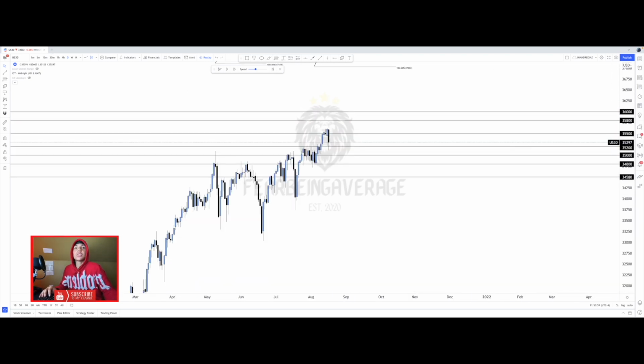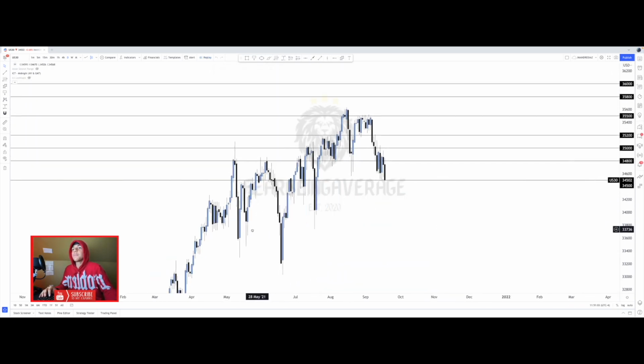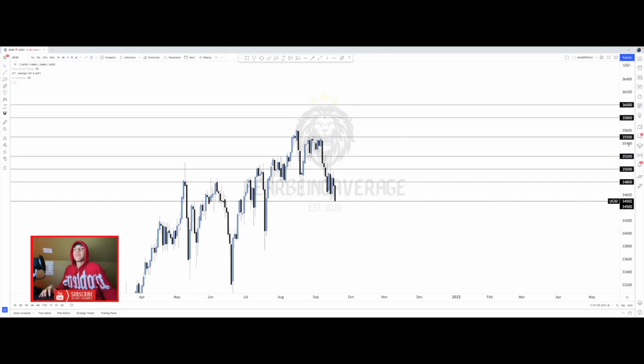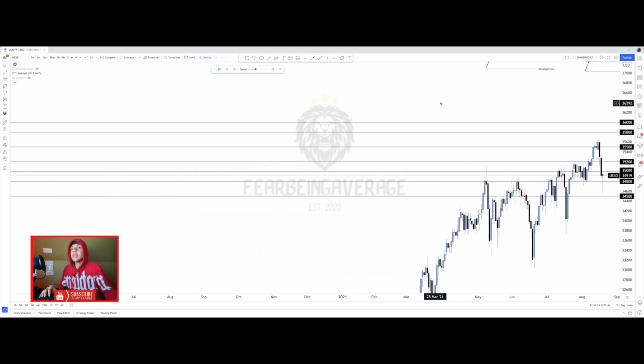So first things first, we're going to start off on the higher time frame. So let's get rid of that. Start off on the higher time frame. And one little setup I'm going to show you is going to be right here. This is on US30 on the daily time frame. Yes, this is hindsight because the market's closed.